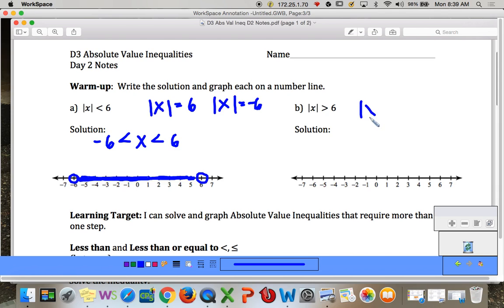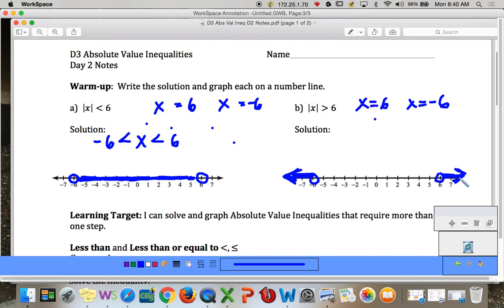So again, we split it up into 2x, and I shouldn't have put my absolute value signs here or here. All right, so this one's split up. Again, x can be 6, x can be negative 6. Again, open dot because there's no equal sign. But here x is greater than, so this is the one that's beyond.